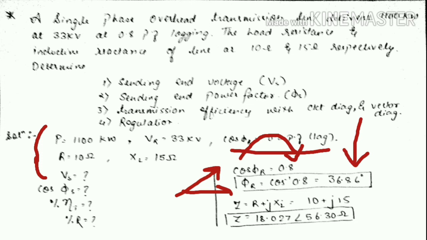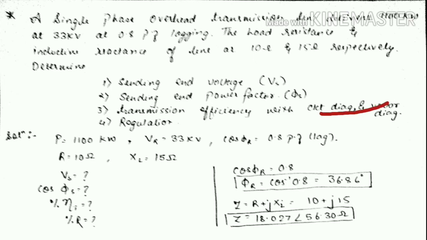And here you can see the resistance and inductive combination is nothing but the impedance. Z is equal to R plus jXL, which is 10 plus j15, and converting into polar form we get 18.027 angle 56.30.